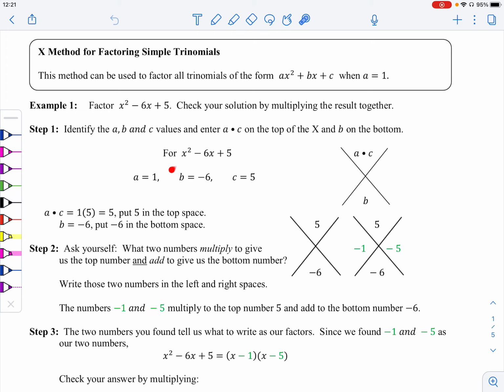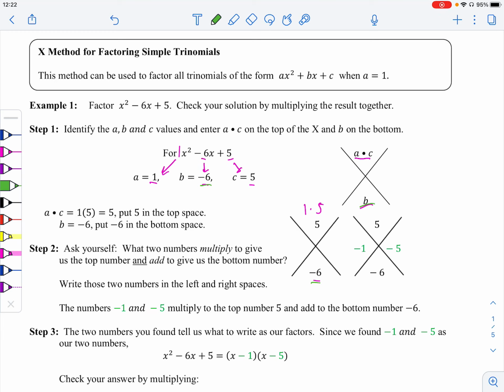So we identify what the a is. So these numbers, your a, your coefficient, is 1, and you've got -6 and +5. So that's how you get your a, b, c. And then use your x, and a times c goes on the top. So this one is 1 times 5. That's our a times c, and that'll give us 5. And our b always goes on the bottom. So this one's -6. That's how we got -6 on the bottom here.